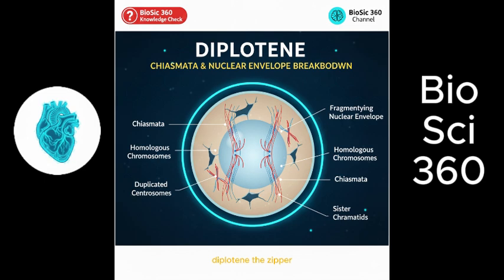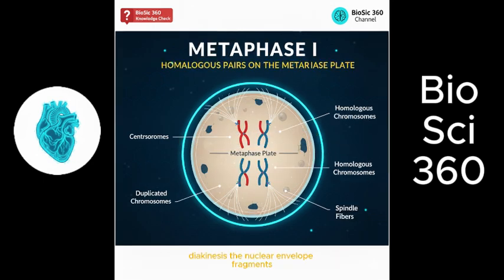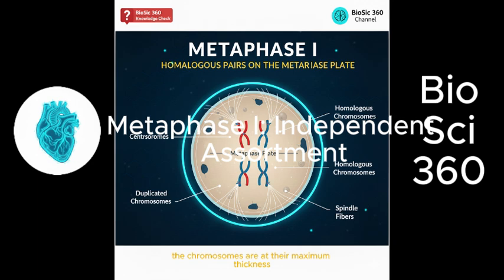Diplotene. The zipper, the synaptonemal complex, disappears. The chromosomes begin to pull apart but remain stuck at the chiasmata, the physical points where they swapped DNA. Diakinesis. The nuclear envelope fragments. The chromosomes are at their maximum thickness.